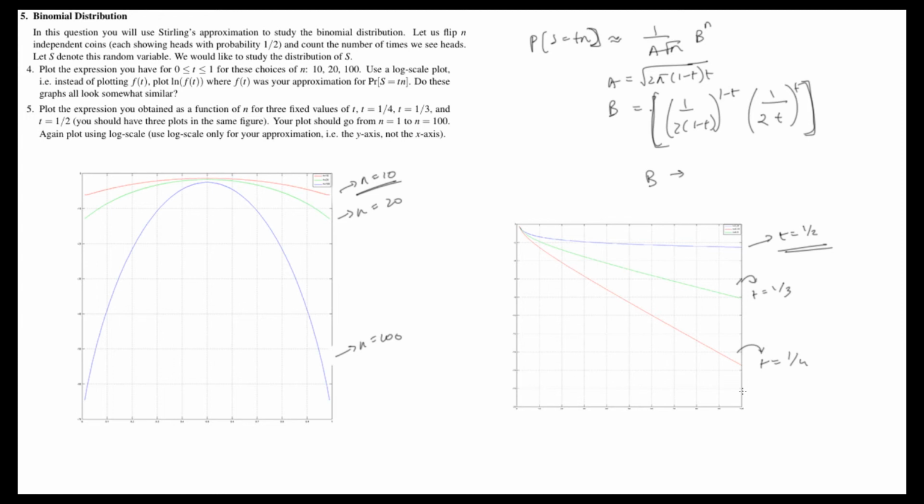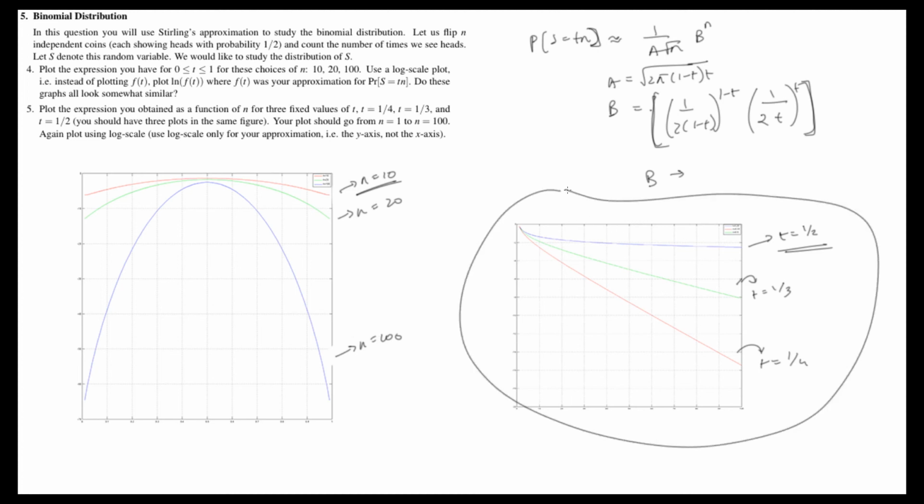T is equal to 1 over 2 dies down very slowly, because the probability of getting half, even though it goes down a little bit. The probability of getting half the number of heads and tails is still going to be what you would expect to see the most as n increases, right? So that's why this plot makes sense. And that's why t is equal to half is going to be above t is equal to 1 over 3 and t is equal to 1 over 4.